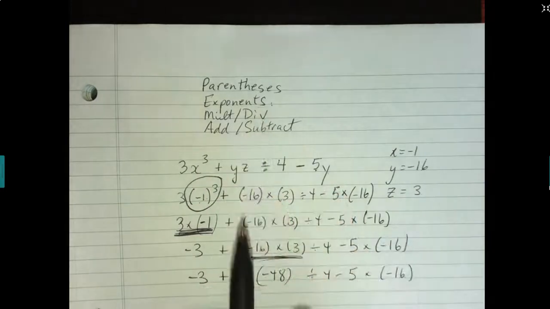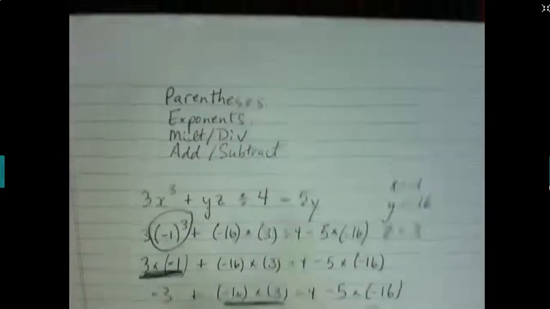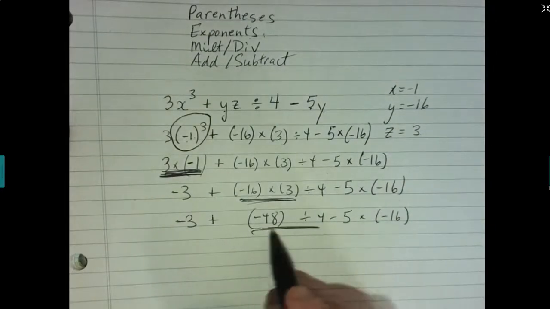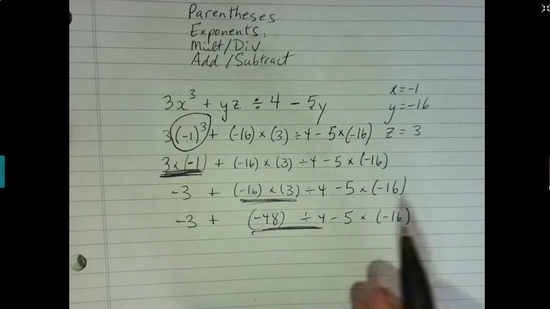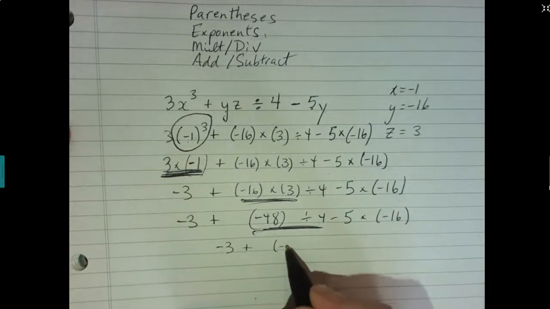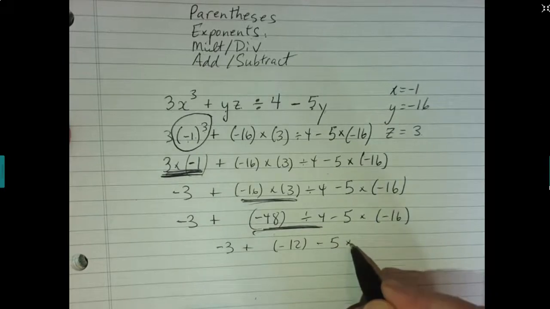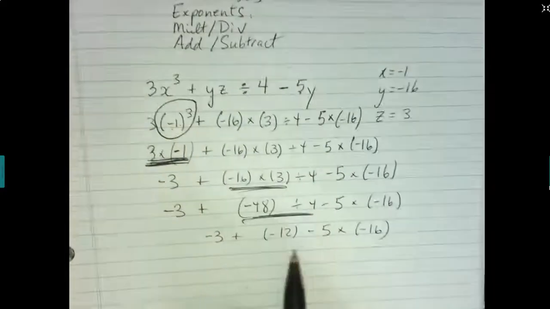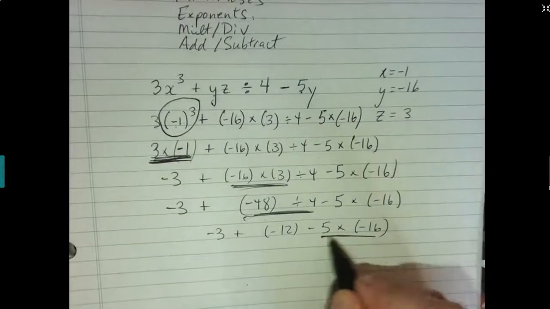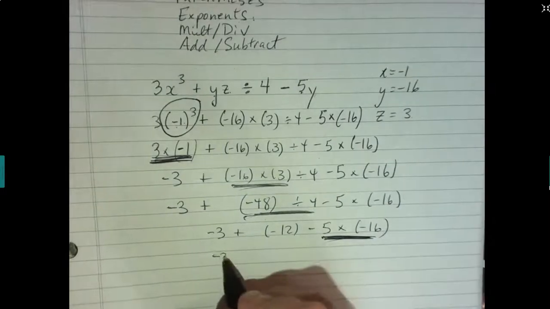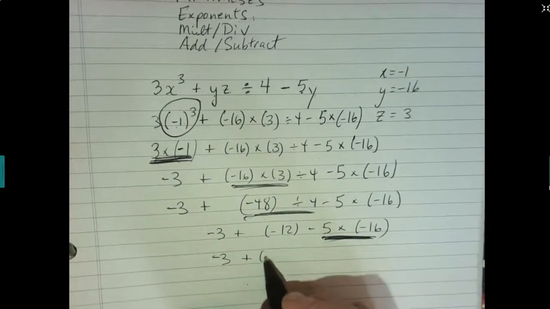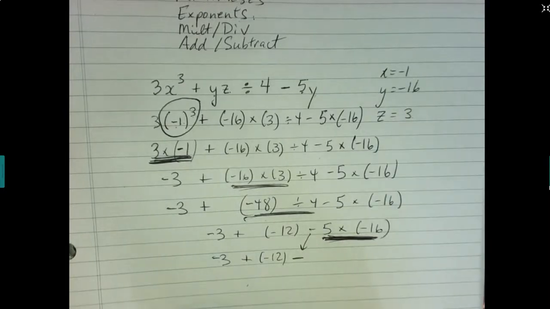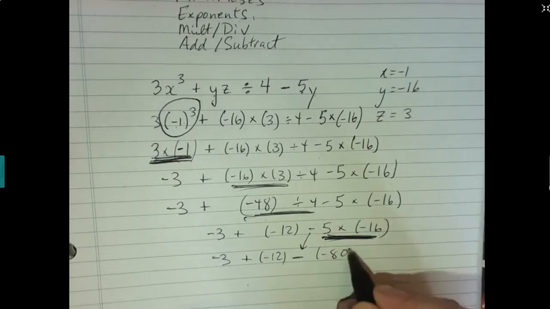Going through left to right, we have to do any multiplication or division as it comes, so I have to do that next. And -48 divided by 4 is -12, and then I'm just copying the rest. Now, going from left to right, I still need to see if there's any multiplication or division. So I'm going to have -3 plus -12, then minus, and that multiplication, 5 times -16 is -80.